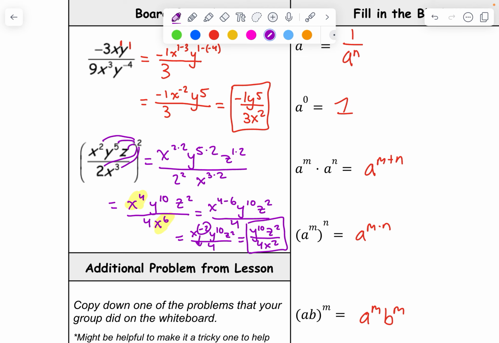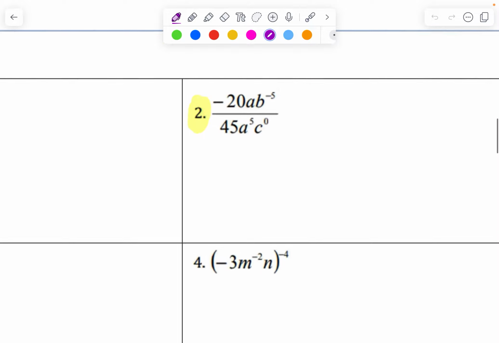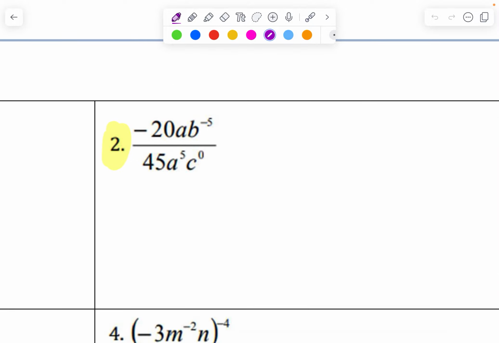Okay, so let's get to the ones on the note sheet. So I'm going to do example 2, just because example 2 has a couple of things that I want to highlight. And so this is the note sheet. Again, you don't need to worry about where that is. You can just copy this down.